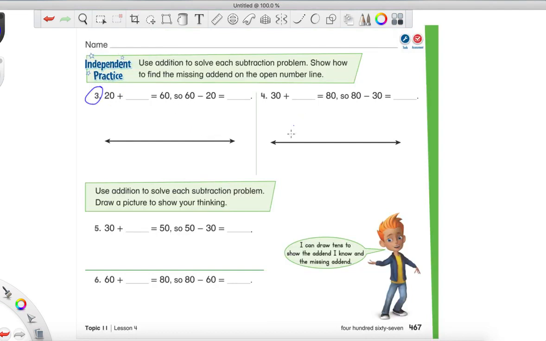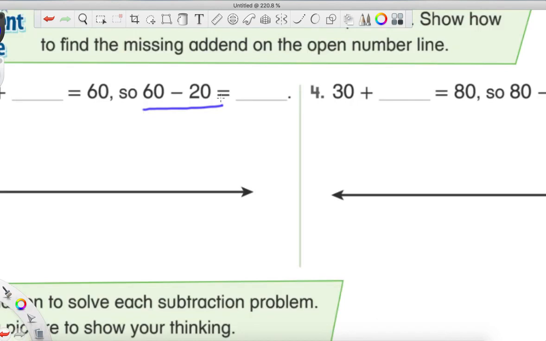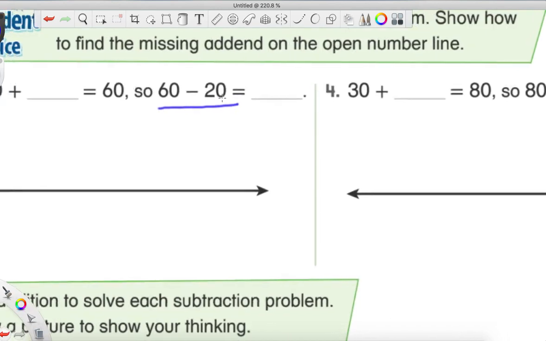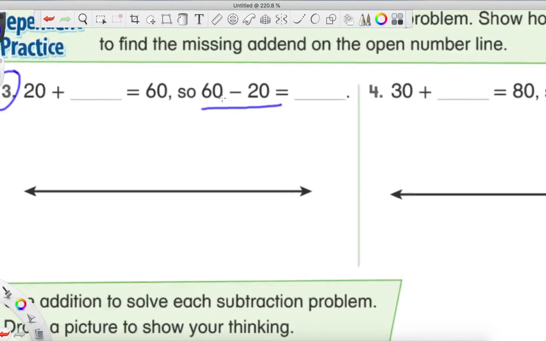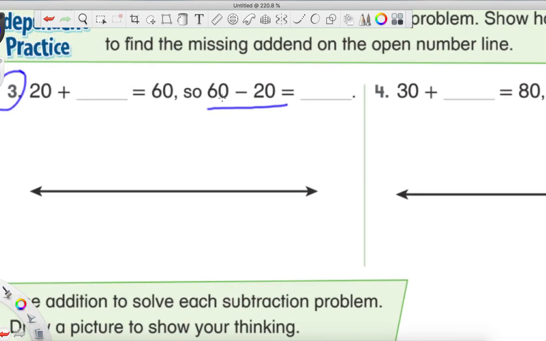Let's start over. The main number sentence we're trying to solve is 60 minus 20. And maybe that is a little too crazy, okay? Maybe you're thinking, whoa, that's kind of tough. But we can figure out the addition sentence to help give us the answer. Okay? So what can we add to 20 to get 60?